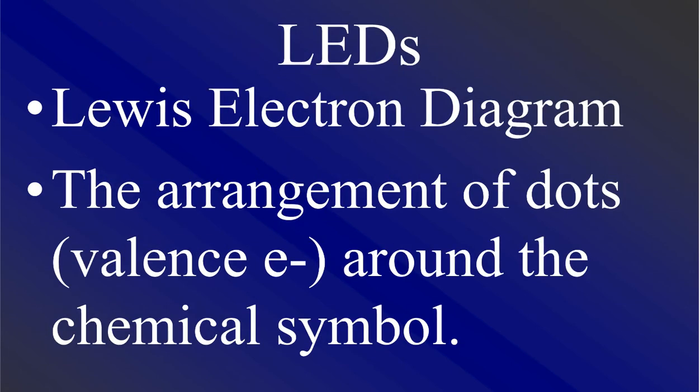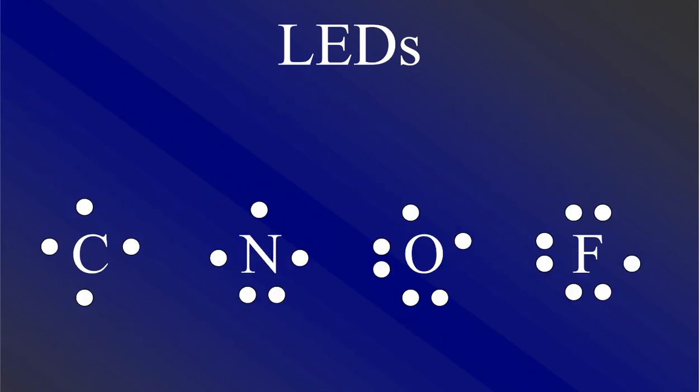Okay, so what is an LED? It stands for Lewis electron diagram, so LED, and it's the arrangement of valence electrons around the chemical symbol. I'm going to show you how to do that. Currently this is how these various elements look: carbon, nitrogen, oxygen, and fluorine. Carbon has 4, nitrogen 5, oxygen 6, fluorine has 7.